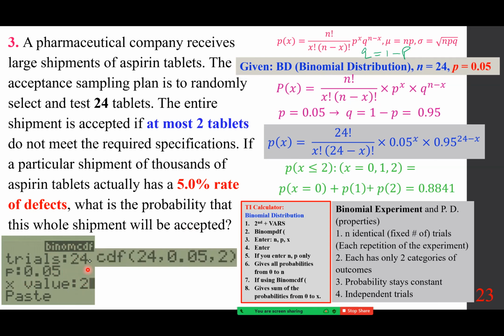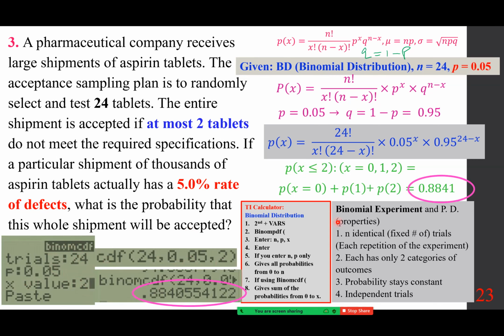And CDF 24, 0.05, 2 gives you this answer. As you can see, this answer is the same as that one. So you can use a calculator to get there, but you really need to understand what you're doing, and that's why we dissect the problem by writing the given.